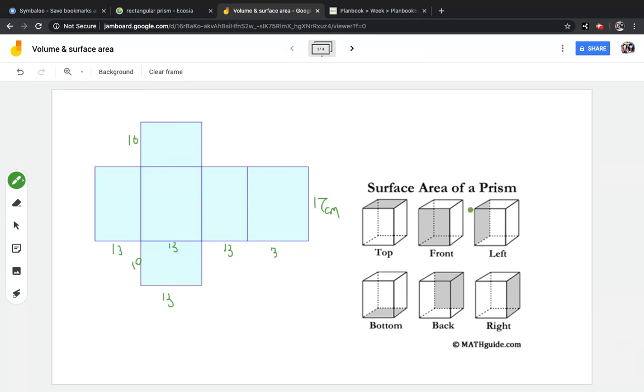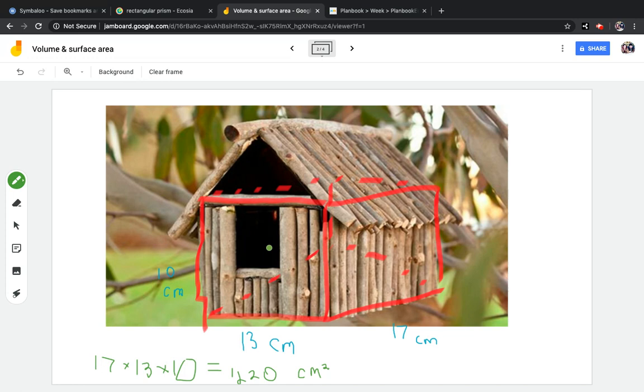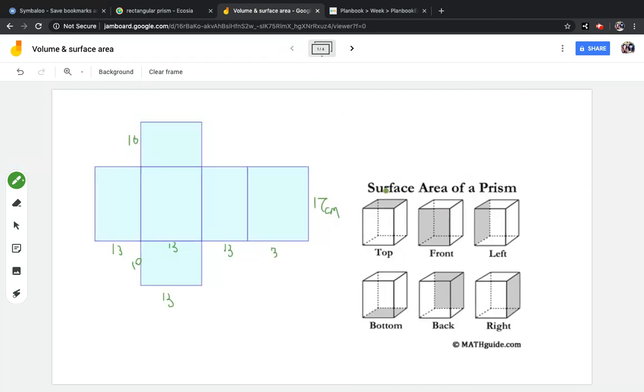But basically, surface area is finding the area of each part. So I need to find the area of the top, and that's going to be the same thing as the bottom. I need to find the area of the front, which would be the same thing as the back, and then the left side and the right side. So basically, find the area of this side, and that side in the back, this side, and then the other side, and then the top and the bottom. So you're just finding the area.